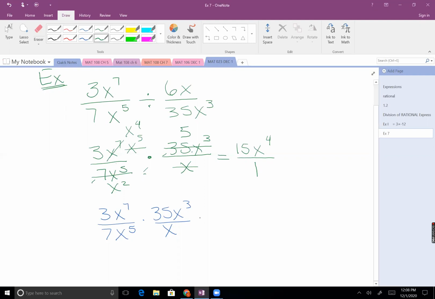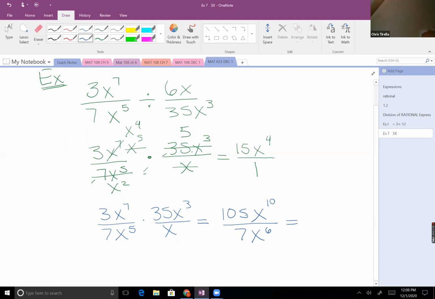So the other way, if we just multiplied across, 3 times 35 is 105x to the 10th over 7x to the 6th. And then 105 divided by 7 would be 15. X to the 10th divided by x to the 6th would be x to the 4th. They both take you to exactly the same place. So we can multiply these things. And if we can multiply them, we can divide them.